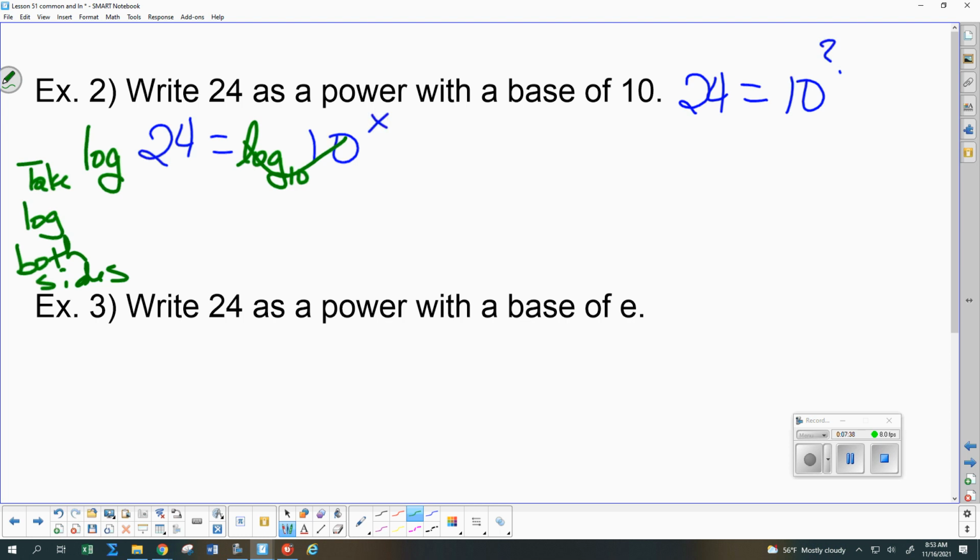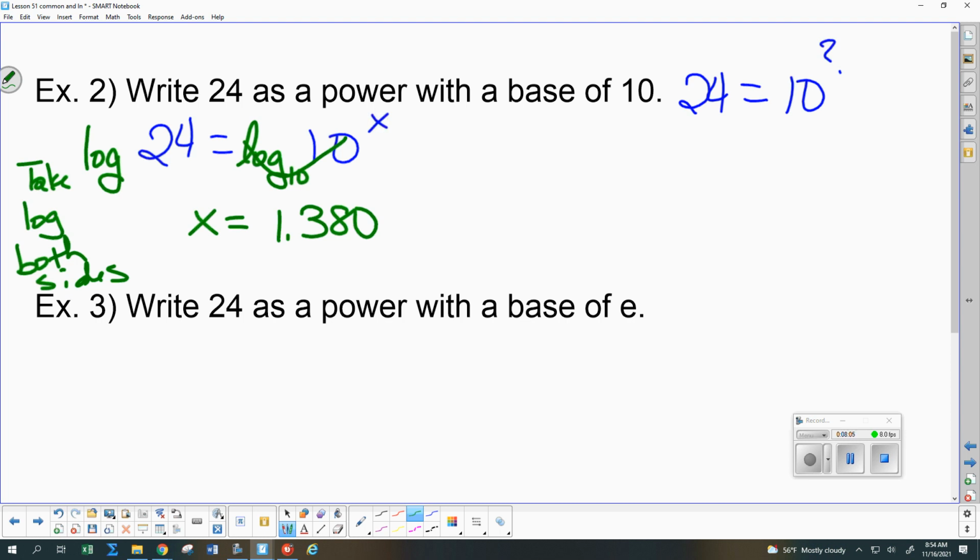So I need you to type that in on your calculators, because now we have X equals log 24. And raise your hand when you've typed that one in on your calculator. Dylan? Anybody else 1.380?